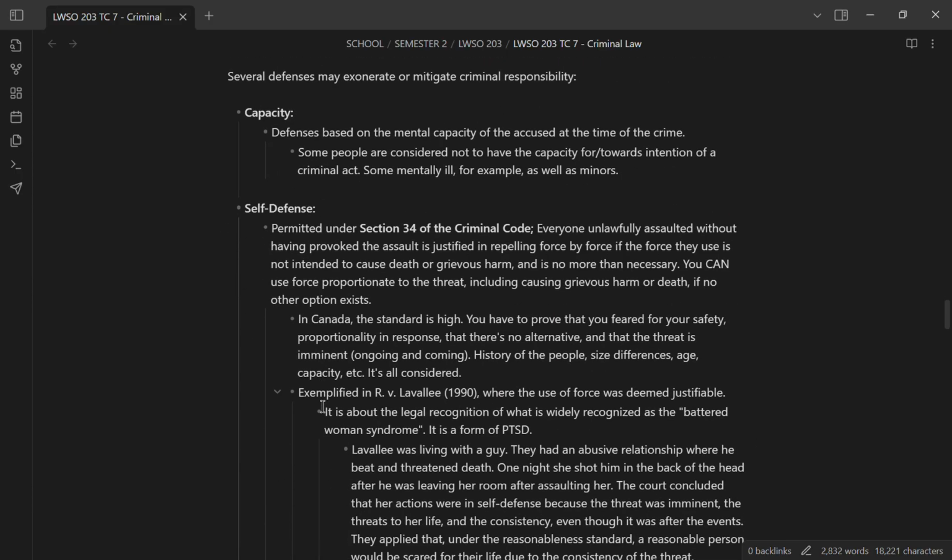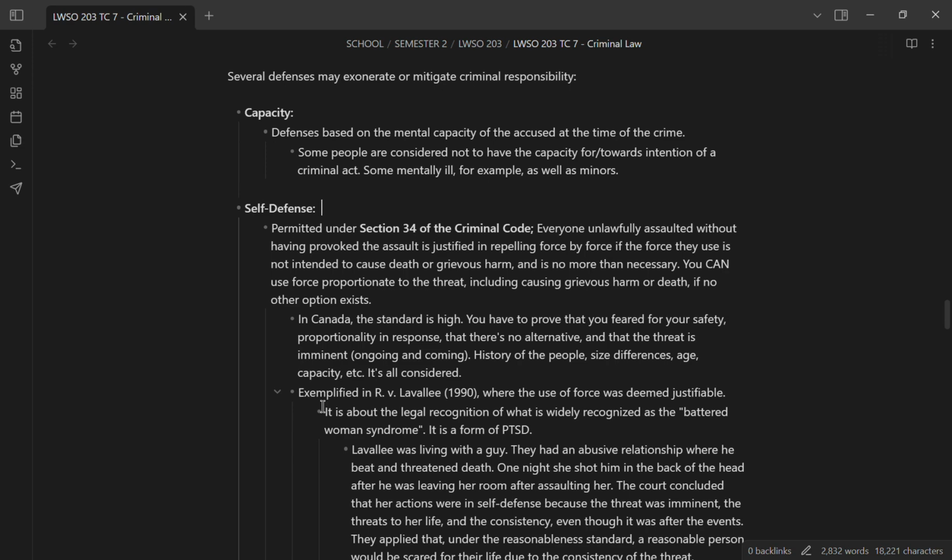Capacity. There are defenses to be made based on the mental capacity of the accused at the time of the crime. So, for example, mentally ill people to a degree and minors are considered to not have the ability to act with capacity for crime, for a criminal act, depending on the case.